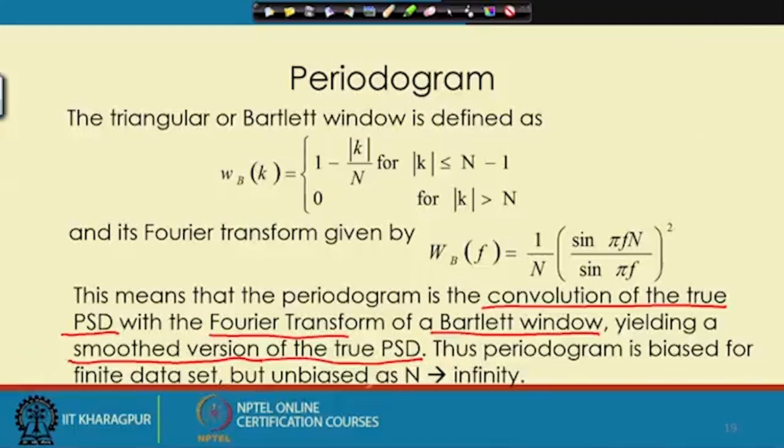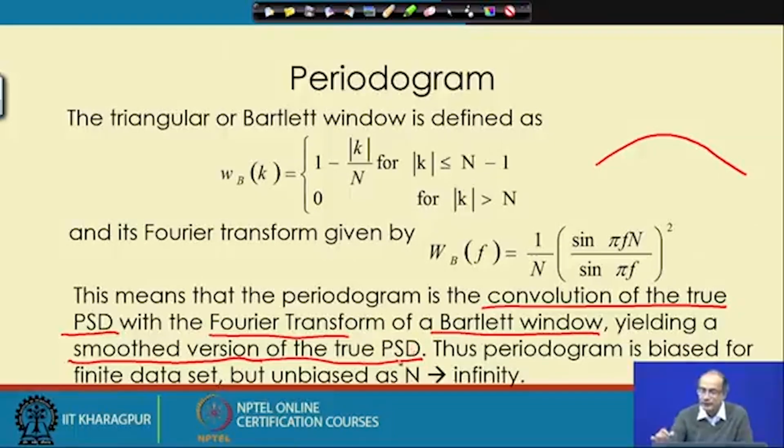Now, if the PSD is a continuous one, say it is like this, then smoothing will probably not make much change, but if it is a monotone signal, like this, where a single frequency is present, then after this convolution the output would look like this.